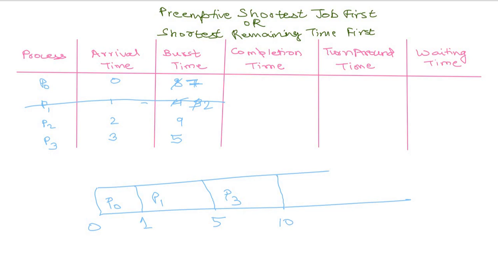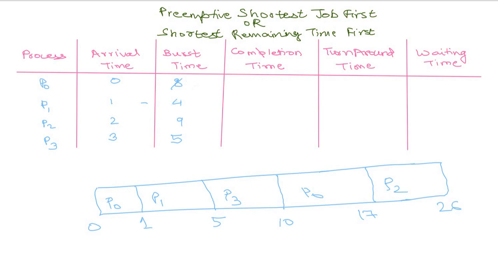Then among P0 and P2 we pick P0. We allocate it to P0, which gets completed at 17 because 7 units of time were remaining. And then finally we give it to P2. So P2 finally gets completed at 26.